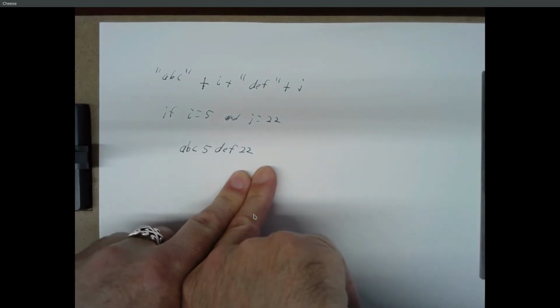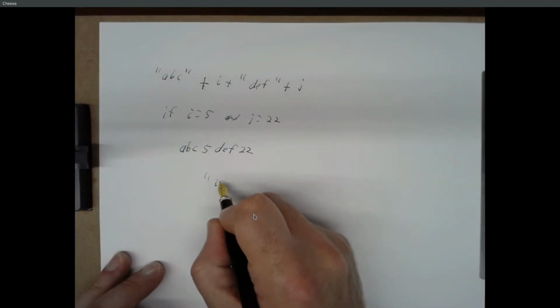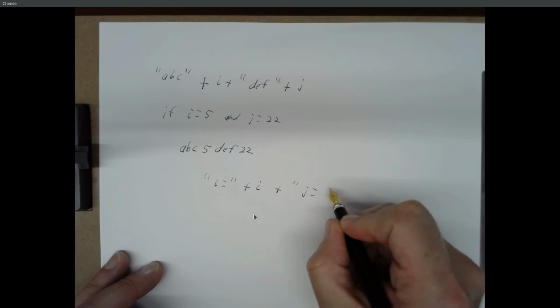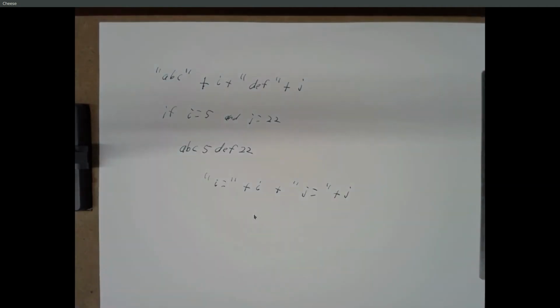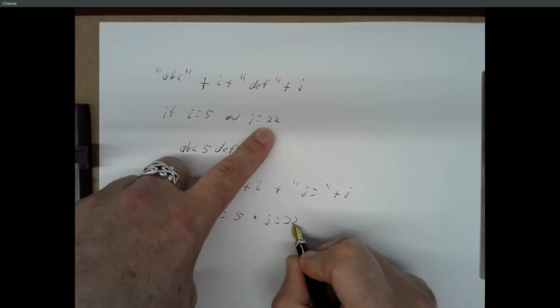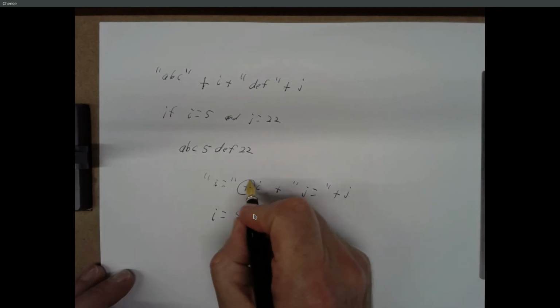So I've been using it for output. I've been outputting something like "i equals" plus i plus "j equals" plus j, and that outputs i equals 5, j equals 22. So it's just a way to see the values of variables, for example. It's what we used to do with printf with lots of percents. That's a very powerful thing. It's more powerful than you know. We're going to see why in a little bit, because this thing is doing some really cool stuff.